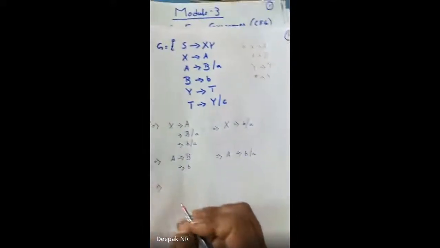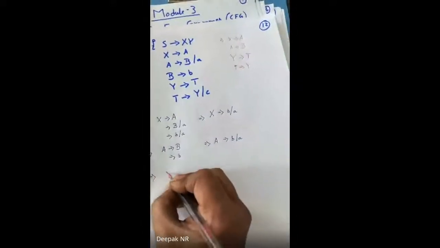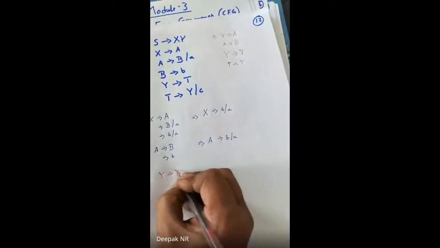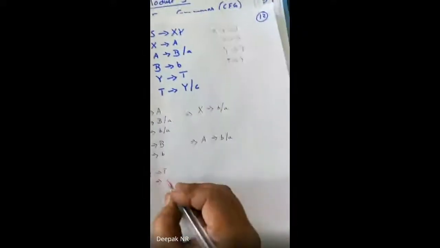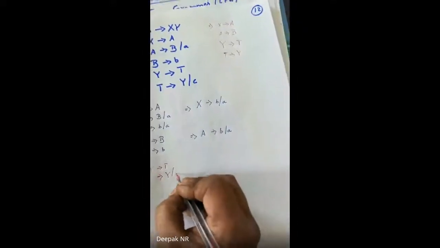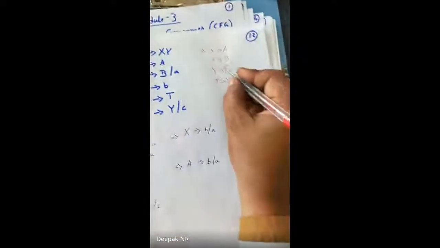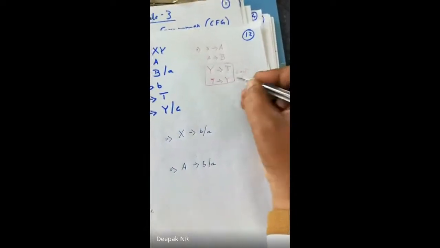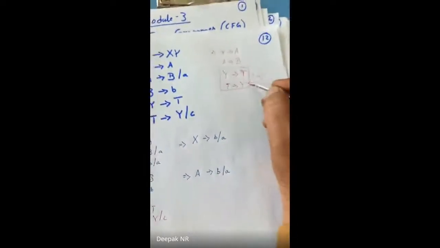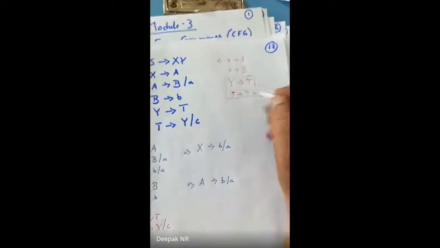This is the most important one, guys. Please have a look over it. I'll take Y tends to T. Okay. What is the answer of T? If you observe, the answer of T is again Y slash C. If you observe the given thing, these two are in a loop. These two, Y tends to T, T tends to Y, Y tends to T, T tends to Y. It can never change.